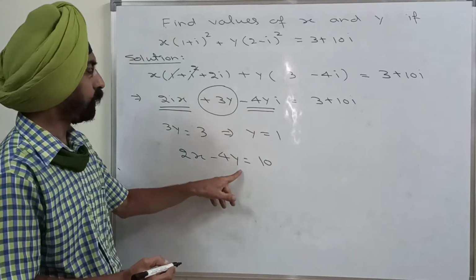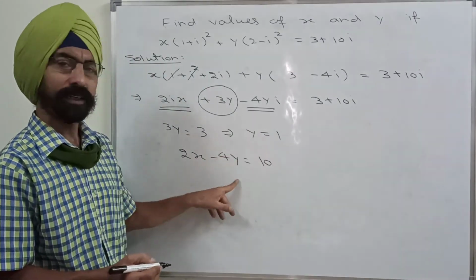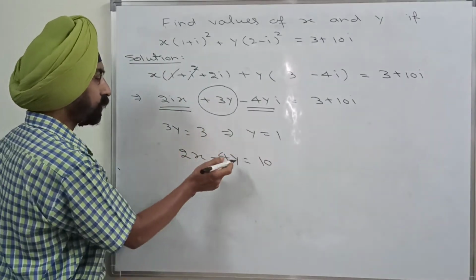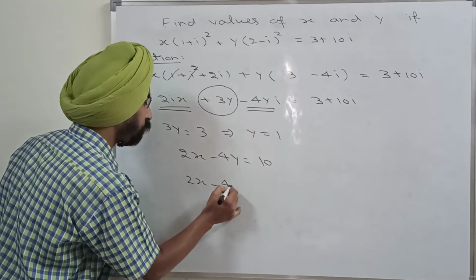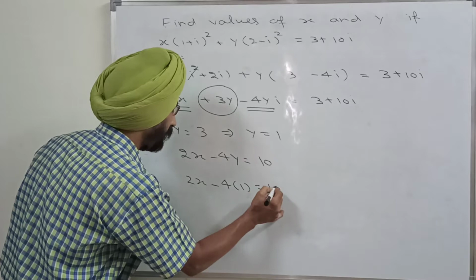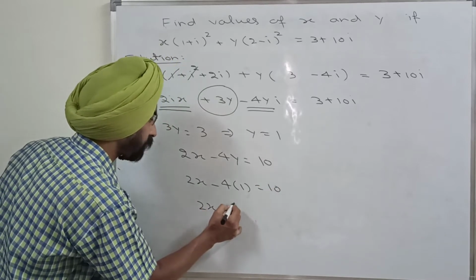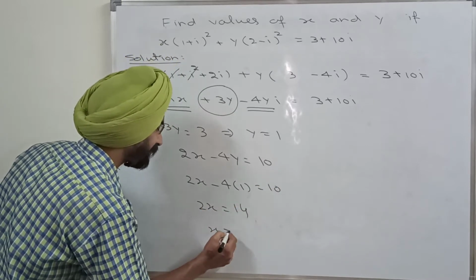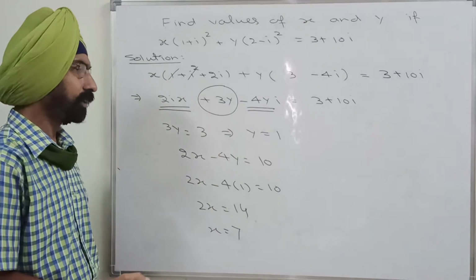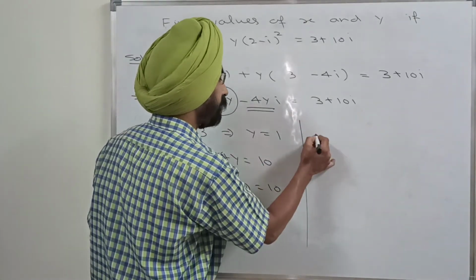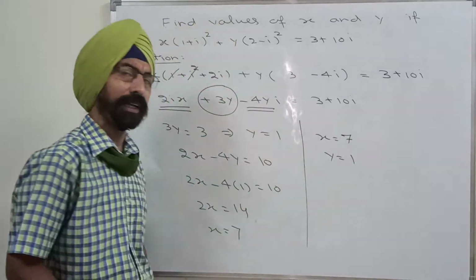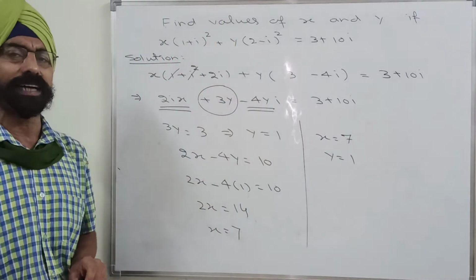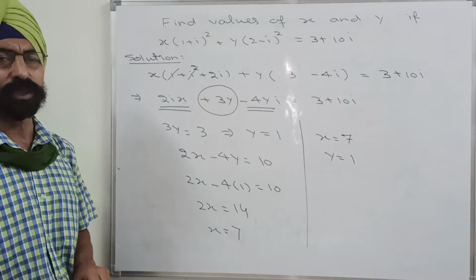You can substitute the value of y is equal to 1 here to find the value of x. So substitute y is equal to 1. Your 2x minus 4 into 1 is equal to 10. 2x is equal to 14. So x is equal to 7. So your final solution is x is equal to 7 and y is equal to 1. These are the values of x and y which will satisfy the given equation.